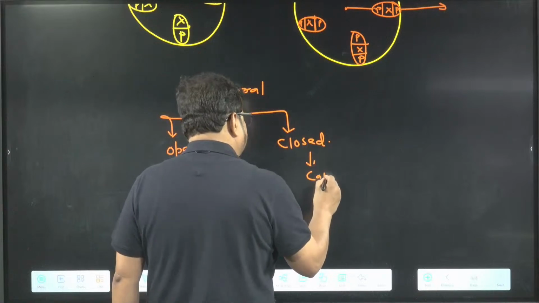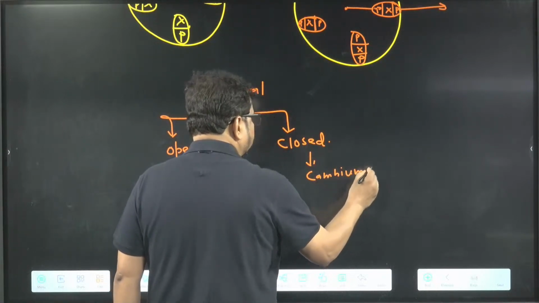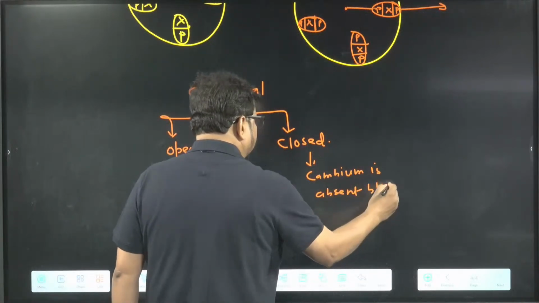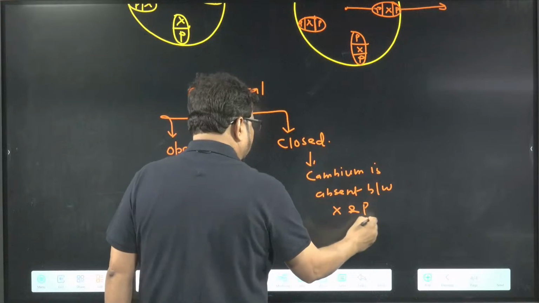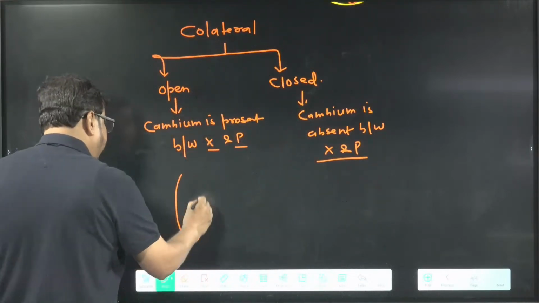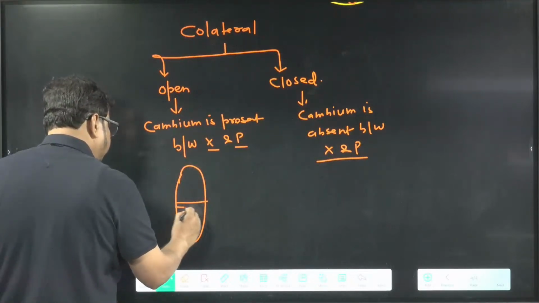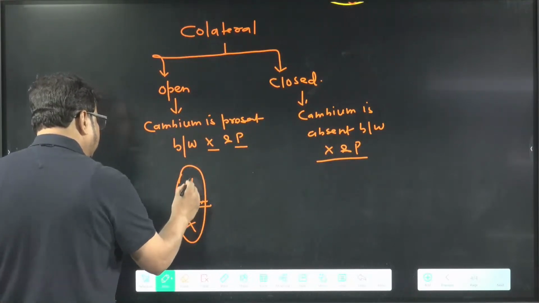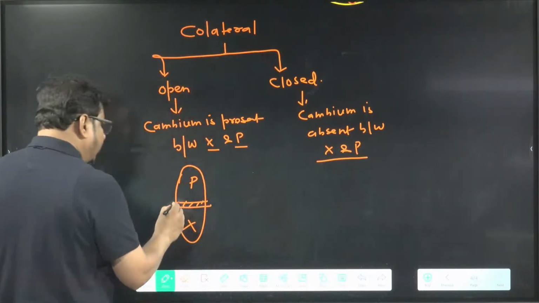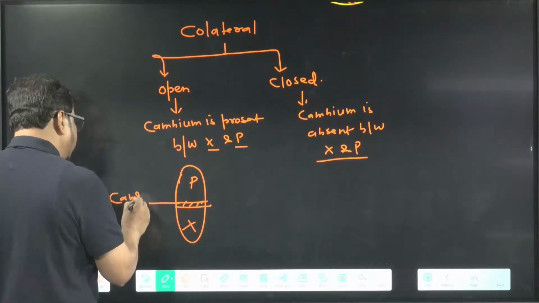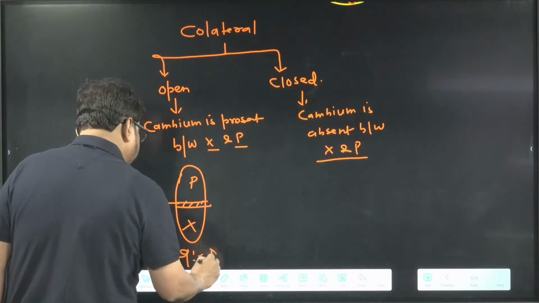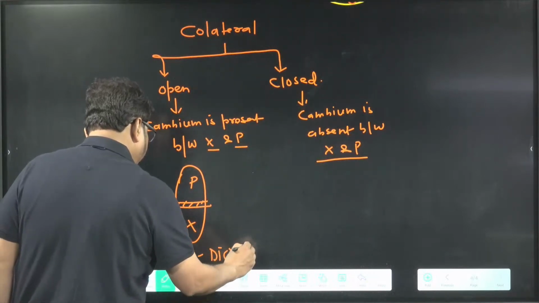When cambium is absent between xylem and phloem, it is called closed type of vascular bundle. Let me draw a diagram. Suppose that this is the xylem, this is the phloem. Xylem and phloem is on same radius, right? And here who is there? Cambium. So this is called open. Example of open is dicot stem. You keep in mind, it is a very important line.